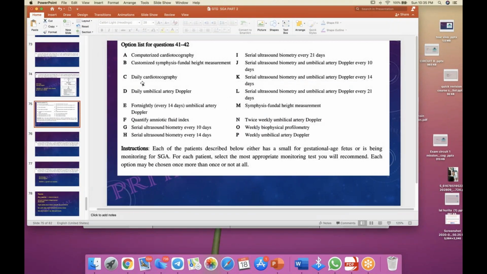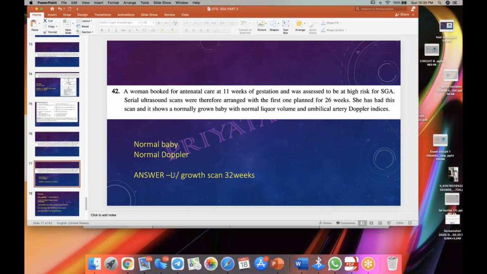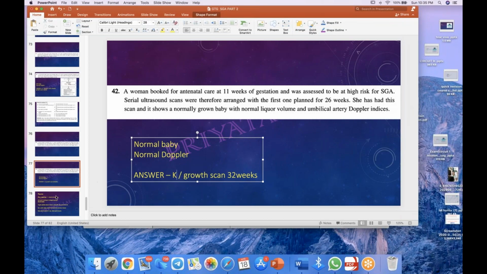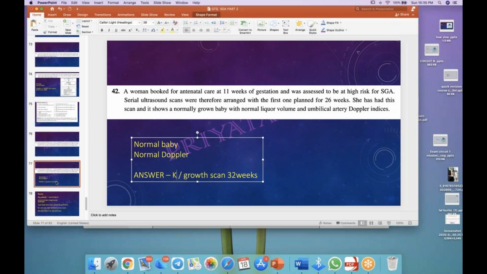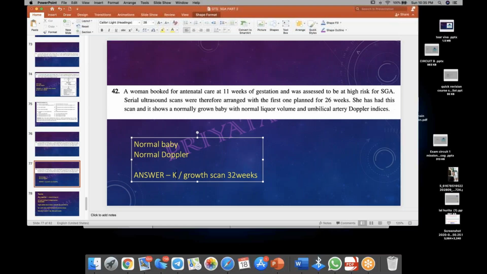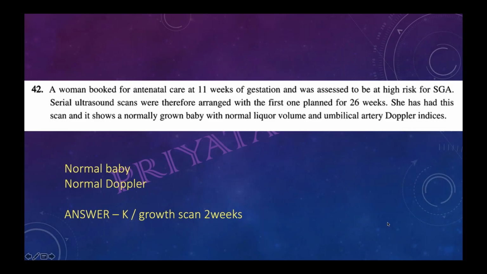Ma'am, which book is this? In this book, many questions and answers are wrong. This is Justin Conji. With a normal Doppler, it will not be 32, it will be 2 weeks. So that's all.